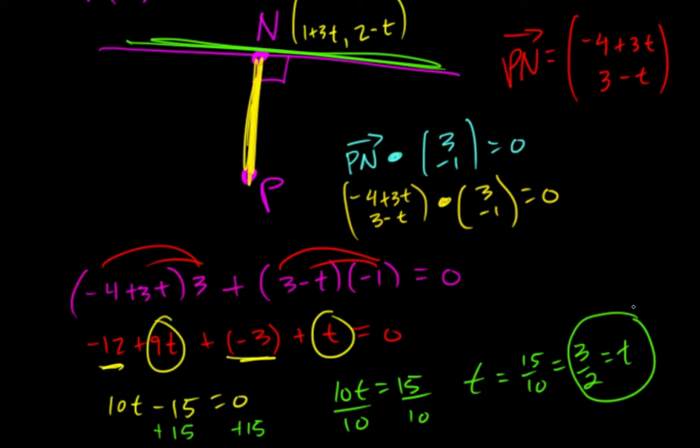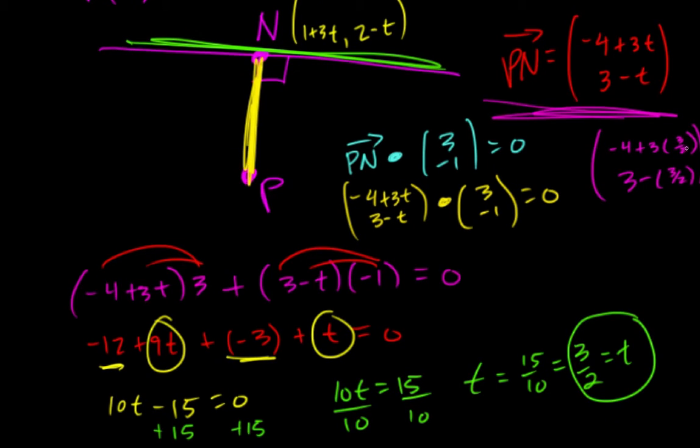And if we go back to the problem, it says find the shortest distance from the point P (5, -1) to the line. So this is not our final answer, but this is the time at which the vector is perpendicular to P. And so what we're going to do is go back to our PN equation, plug in our t. So we're going to get negative 4 plus 3 times 3 halves, and 3 minus 3 halves.